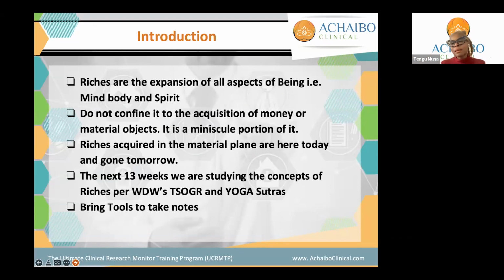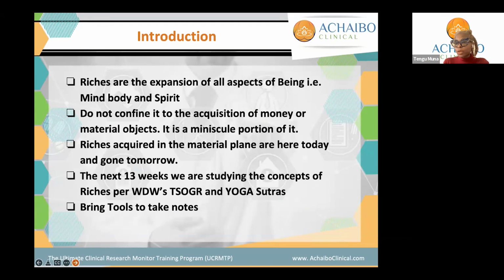Last week, and then let me go into the intro here again. I just remembered we had more. So I talked about expanding your mind, body, and spirit, but riches, you never want to confine it to the acquisition of money or material objects. It's a minuscule portion of it. The ultimate richness is having a consciousness of riches, which means that you have a consciousness that is aligned with possibility. All things are possible. Prosperity and abundance can be in my life. I can be successful. I know that I am actually capable of doing that. So those are the type of riches.